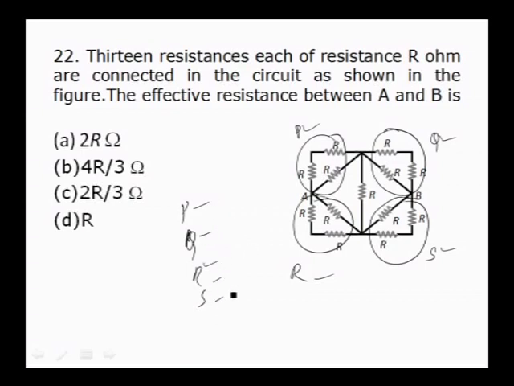Now it means that the potential at this point and the potential at this point are the same. The current through this resistor is 0, so you ignore this resistor; you are not supposed to take it. These two are in parallel, these two are in parallel, R and R are in parallel. This becomes 2R. This 2R and R in parallel. Sorry.